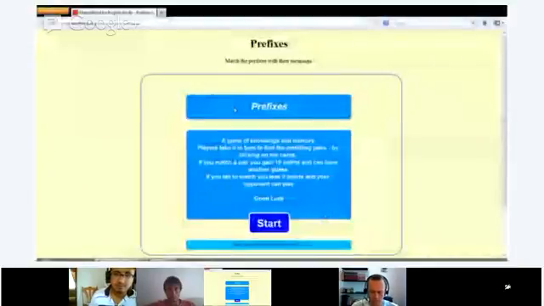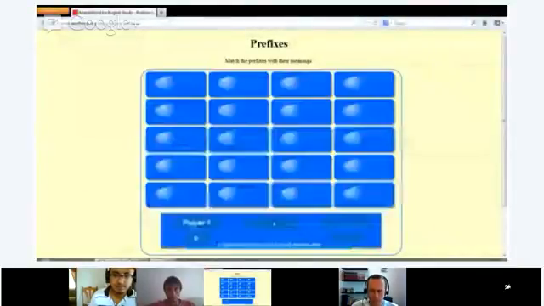Okay, our prefix game. So this is matching the different meanings of the prefixes. You have to memorize where they're at. So we may not be able to get all of these done, but that's okay. So have your chart handy with you about prefixes. Then we'll go through these and we'll see how many we can grab. Can you guys see that okay, or is it not big enough? No, it's okay.